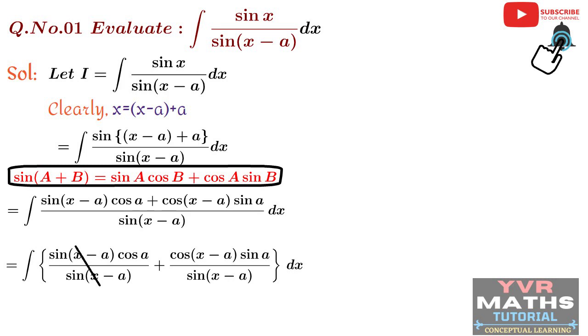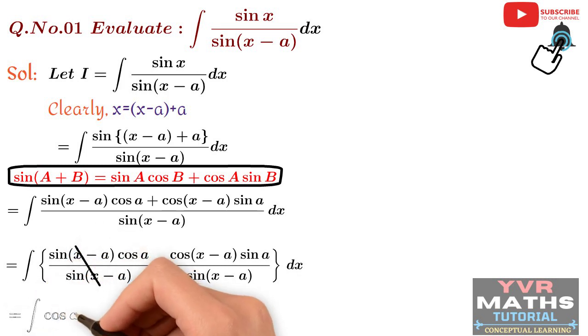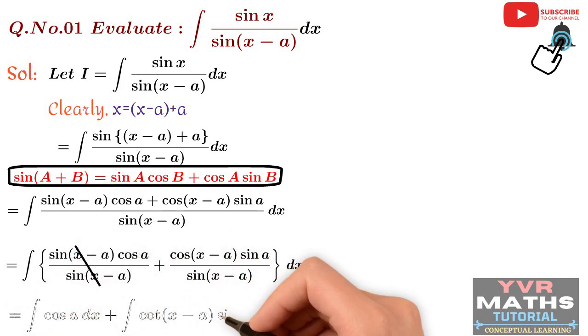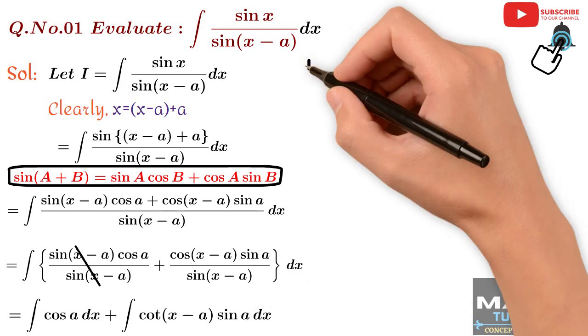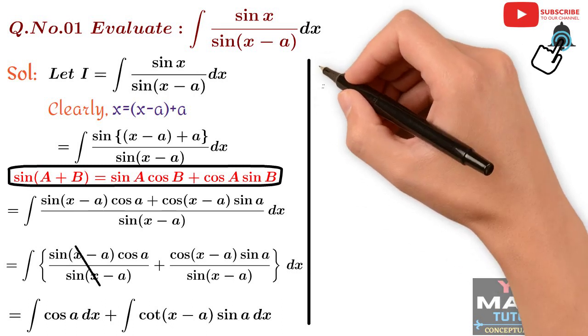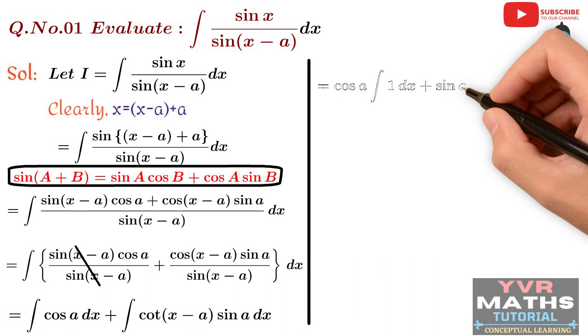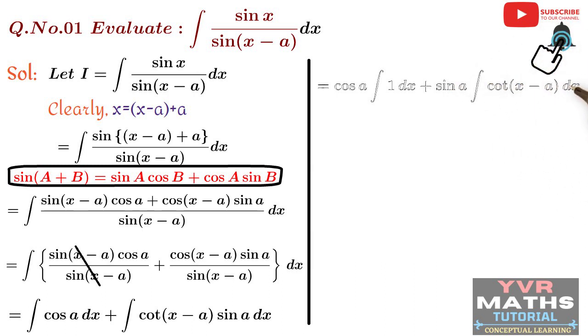After cancelling sin of x minus a from the first term, the remaining part is only cos a. From the second part, sin a is constant and the remaining part cos of x minus a by sin of x minus a can be written as cot of x minus a. So then the next step is integral cos a dx plus integral cot of x minus a into sin a dx. Now here cos a in the first term and sin a in the second term are constants. So now I am going to write that constant outside of integration. Then what we will get? See here, cos a into integral 1 dx plus sin a into integral cot of x minus a dx.